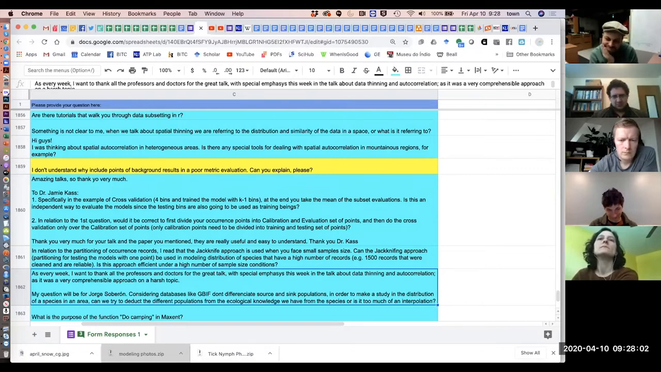Considering databases like GBIF don't differentiate source and sink populations, in order to make a study on the distribution of a species in an area, can we try to deduce the different populations from the ecological knowledge we have of the species, or is that too much of an interpretation, maybe is the word?